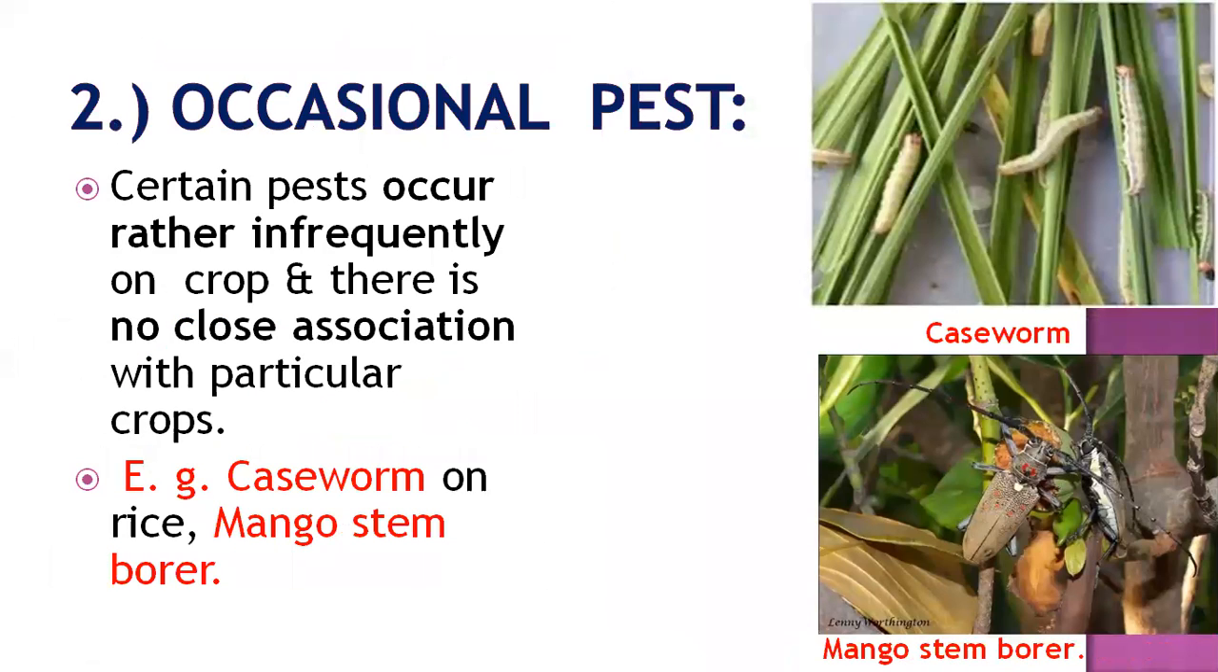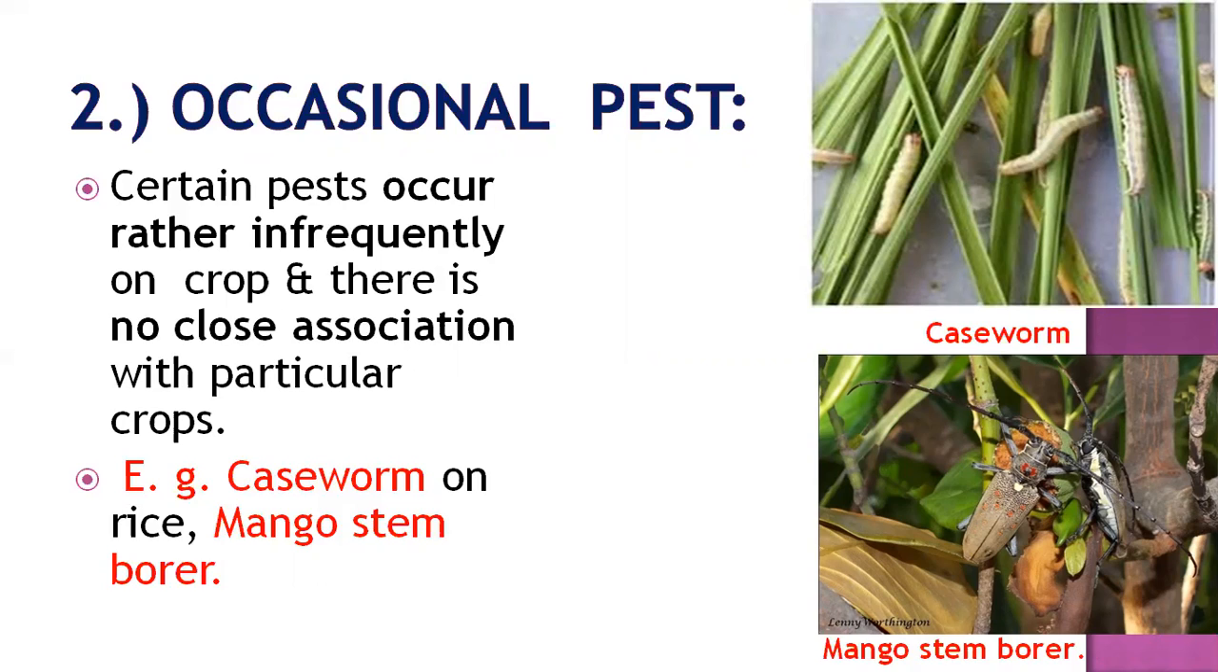The second is the occasional pest. What does occasional pest mean? Here a close association with that particular crop is totally absent. Rather, it occurs infrequently on a crop, and there is no close association with that particular crop.